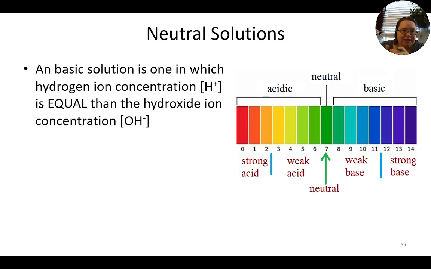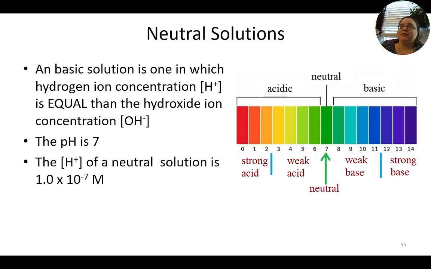If we're doing calculations and we get something like 9.99999, round to 1.0 times 10 to the negative 7th. So neutral solutions are when you have a pH that is exactly 7. That is when it is neutral. If it's not exactly 7, it's going to be slightly acidic or slightly basic, depending on is it just above or just below 7.